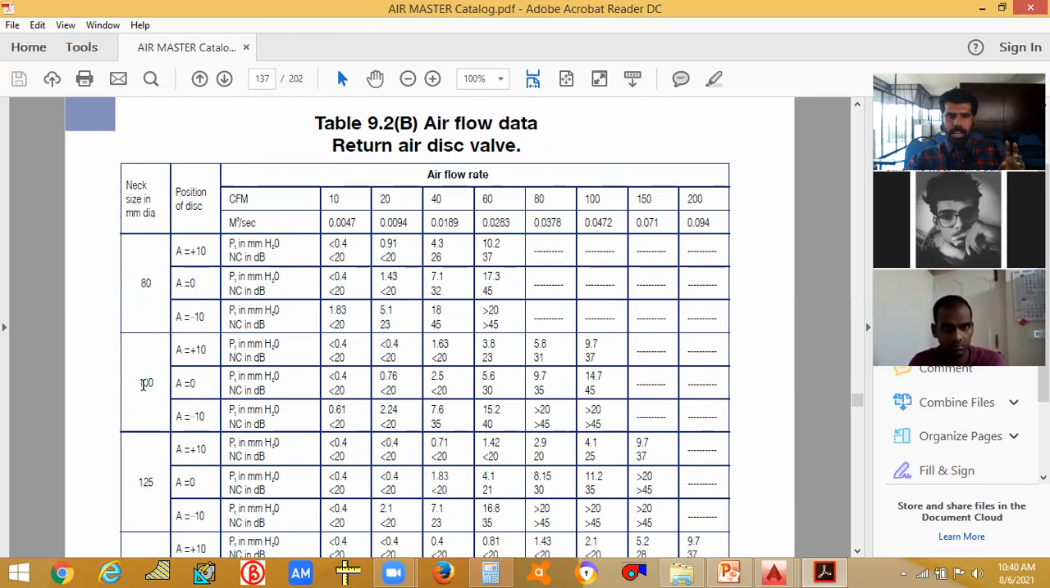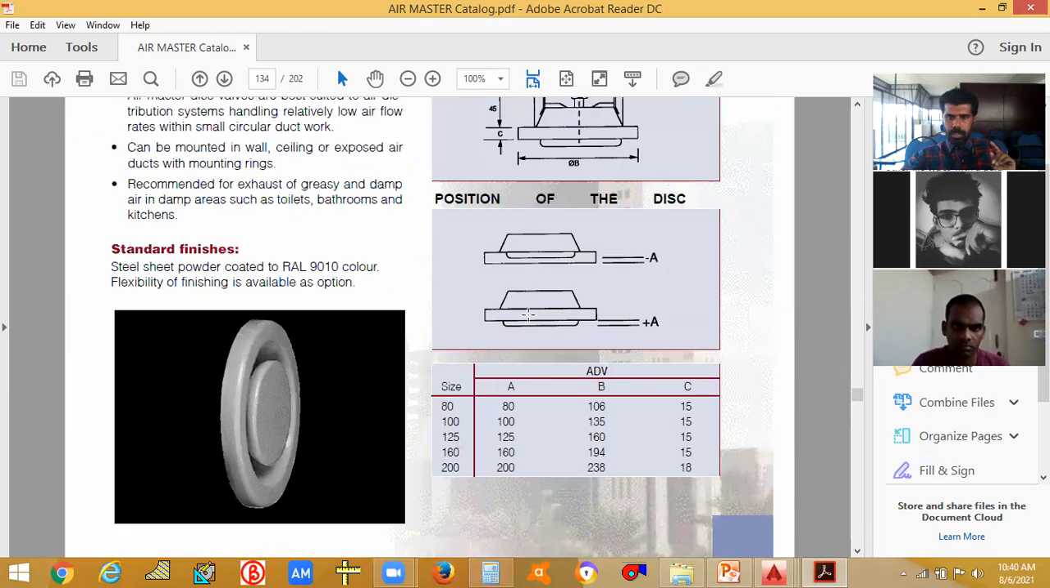But when you choose the diameter 100, you can see the noise criteria, NC, is 37, and A is 0. We can see A plus 10, A 0, A minus 10. A minus means the spindle is coming inside, and A plus means the spindle is coming outside. A0 means it will be on this line itself, parallel or plane.